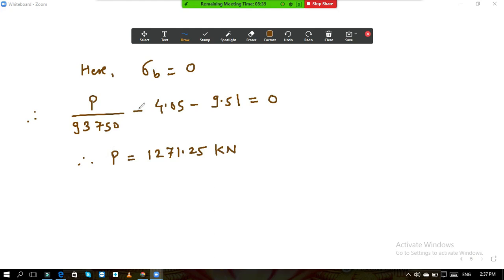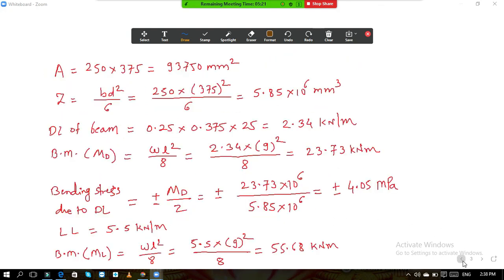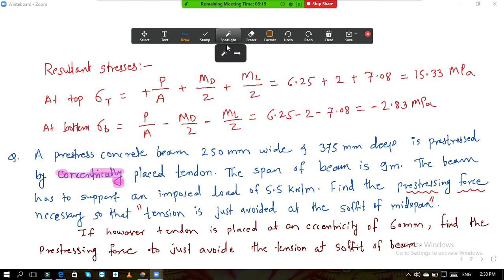Okay. So here your first part is over. Whatever is written in the blue, that first part is over here. Now next, what they have told us in the next part? So we have calculated the pre-stressing force.